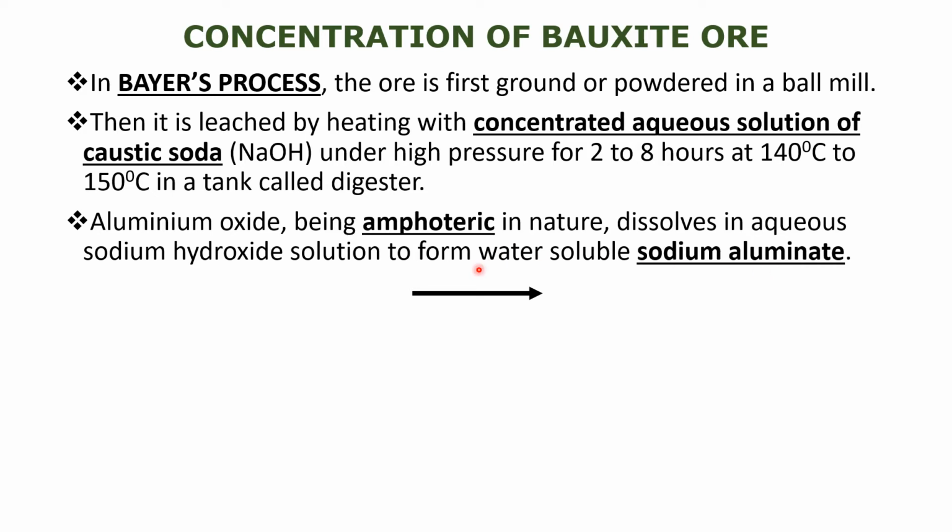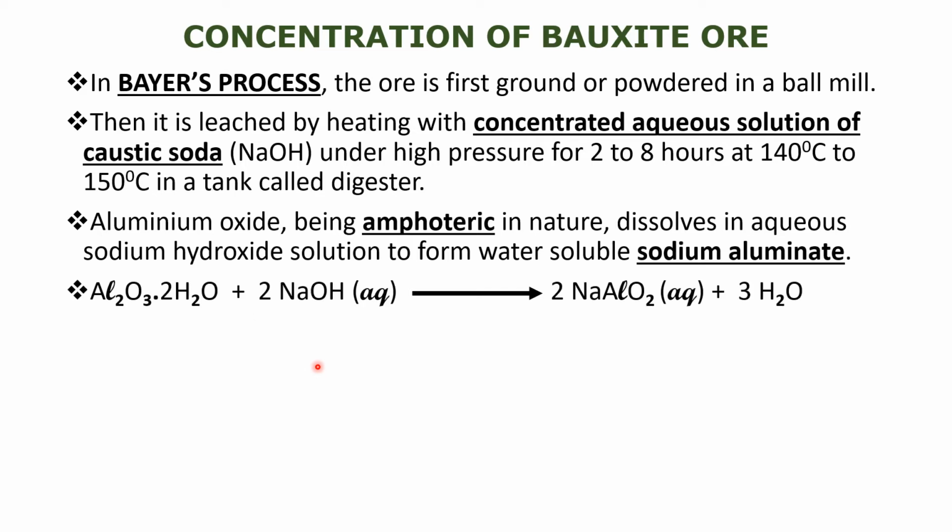What is leaching? In leaching, the main ore that we are interested in gets dissolved in the particular liquid or solution we are using for leaching. So aluminium oxide reacts with sodium hydroxide and forms sodium aluminate, and this sodium aluminate gets dissolved in the sodium hydroxide solution. The equation: aluminium oxide plus sodium hydroxide gives you sodium aluminate, NaAlO2, and water.